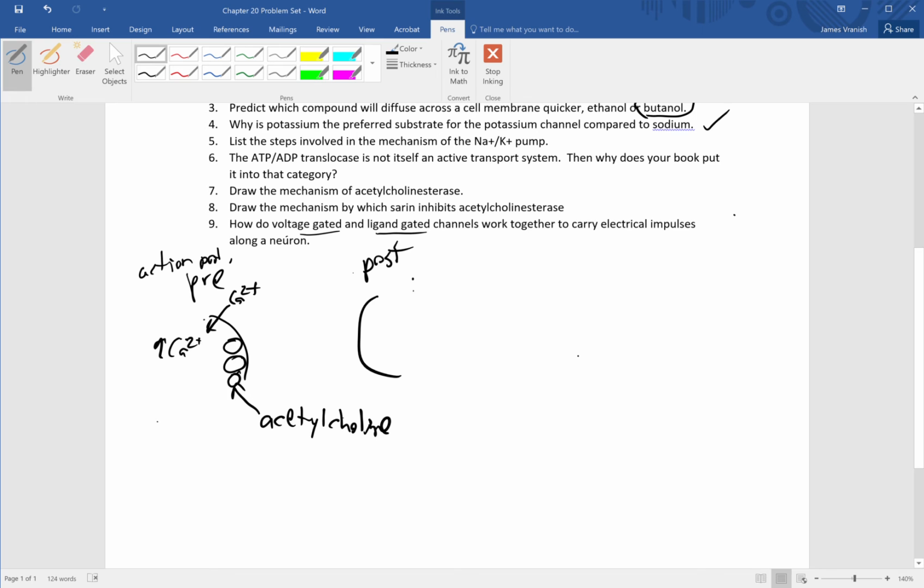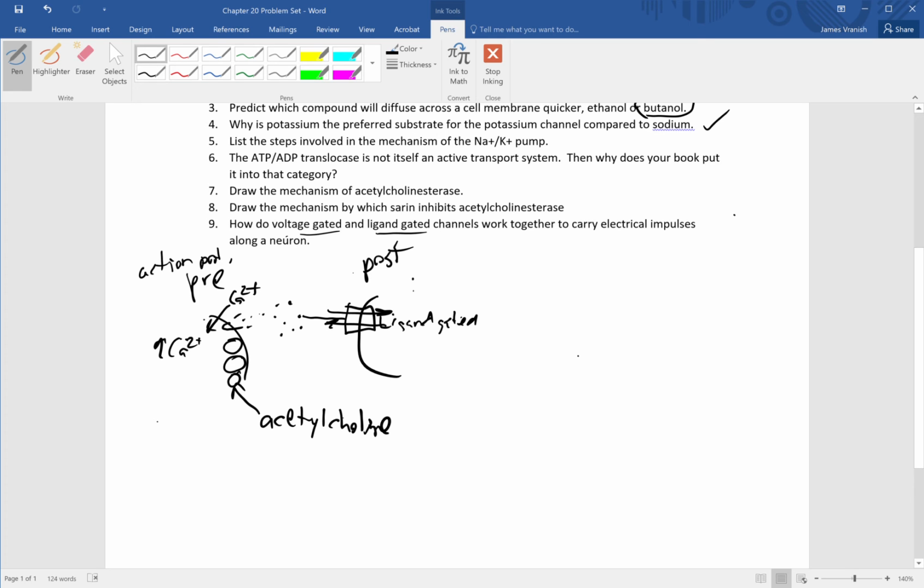begin to fuse with the membrane. Draw one that's fused here. Basically, they release all this acetylcholine into the synaptic cleft. This acetylcholine comes across and binds to one of our ligand-gated receptors. Once that receptor binds acetylcholine, it opens up and allows ions to pass through it, which starts our action potential in the postsynaptic cell.